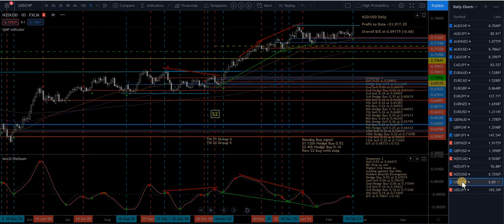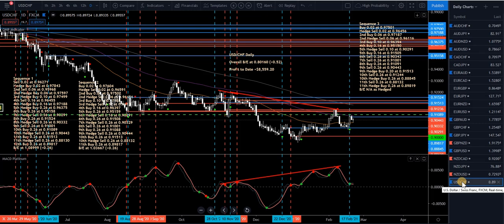All right, let's put me out of my misery. USD Swiss Franc. This is my problem pair, no doubt about it.